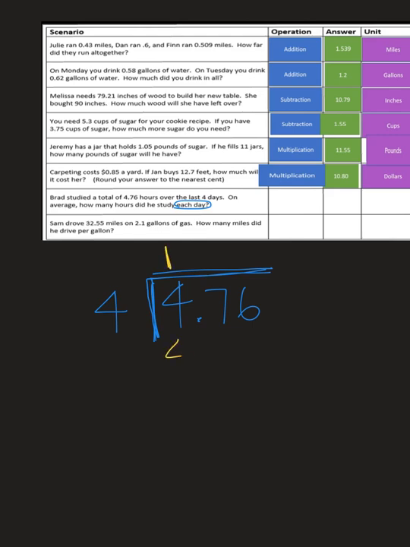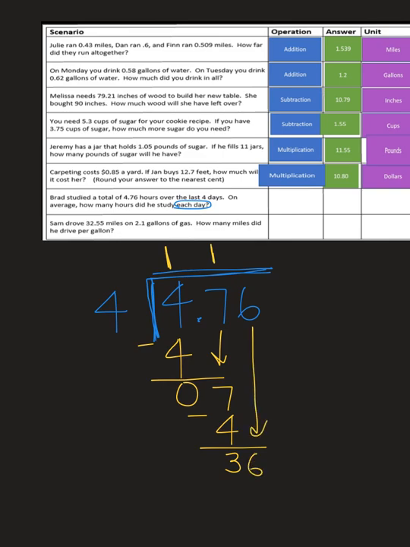Because 1 times 4 is 4. Subtract. 4 minus 4 is 0. Bring down our 7. 4 goes into 7 one time, because 1 times 4 is 4. Subtract. 7 minus 4 is 3. Bring down our 6. And 4 goes into 36 9 times perfectly. We're left with 0, and there's nothing else to bring down.